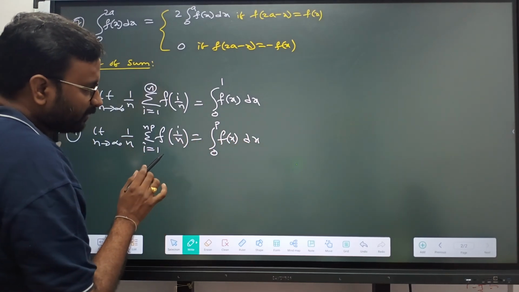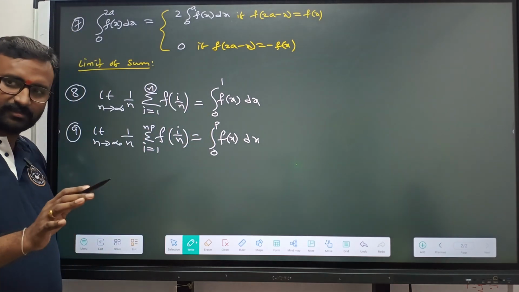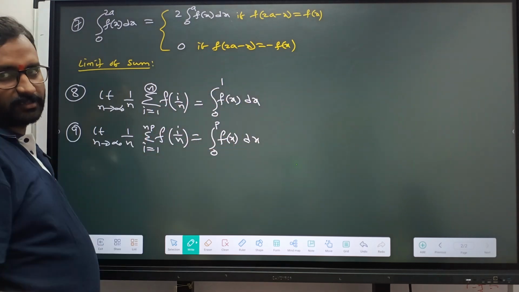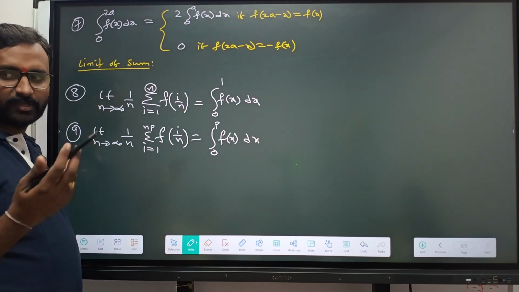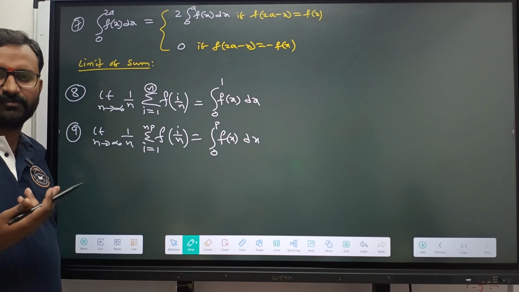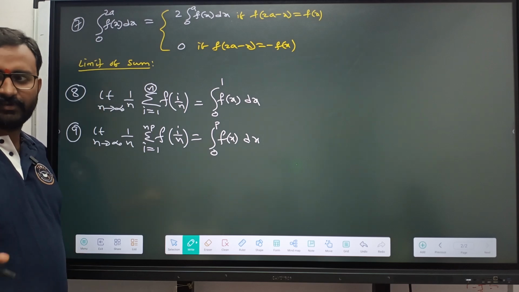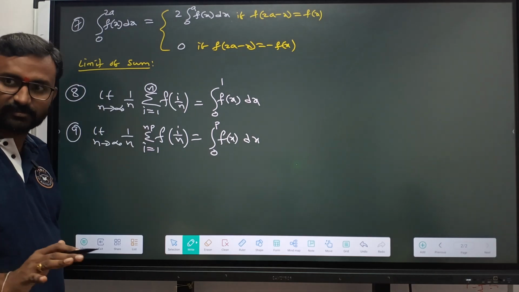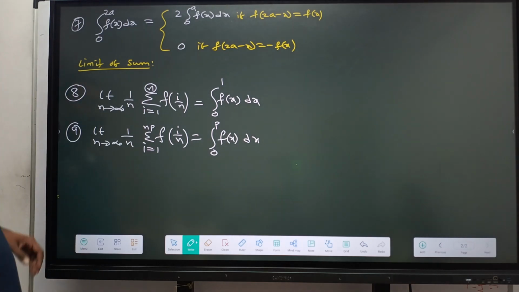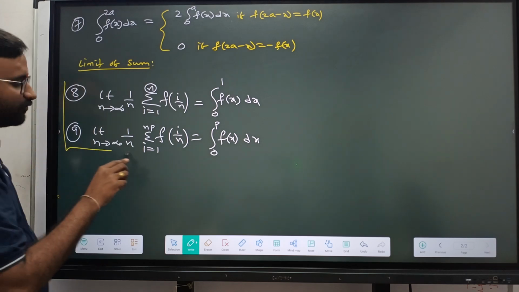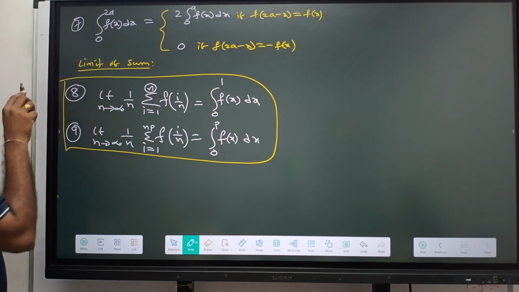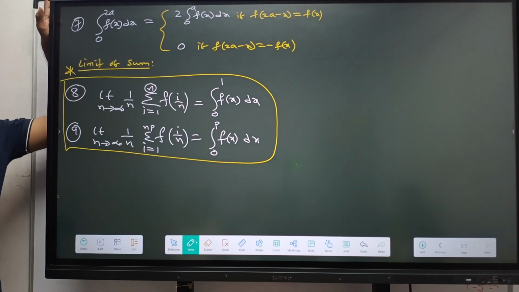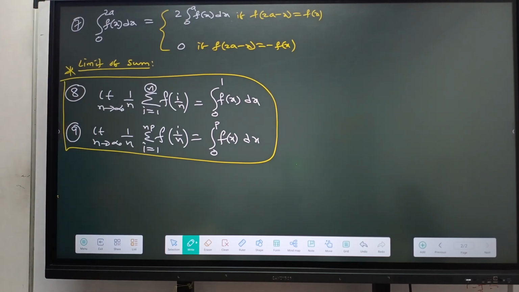If f of x is sin x, can we find the integration? Minus cos x. Instead of f of x, you have something like 1 by 1 plus x square, whatever it is, can we find it? We can. We have all types of models. We have done many questions in different ways. These two are also important for very short and objective questions: limit of sum, then parent limit of sum. I will explain these types of questions.